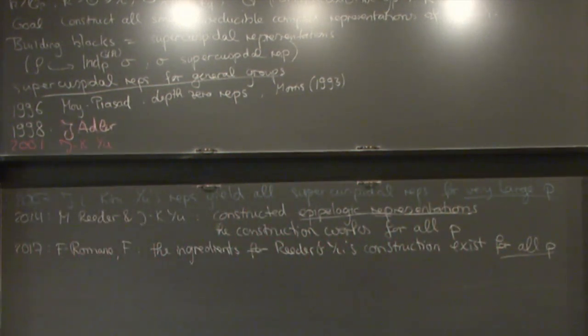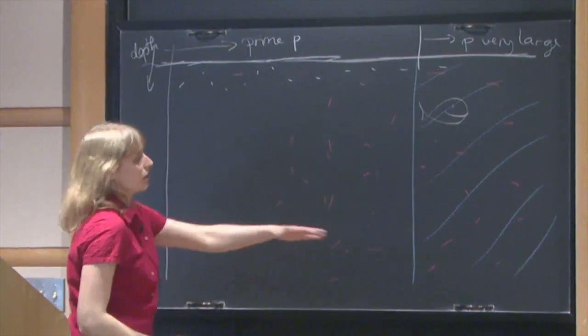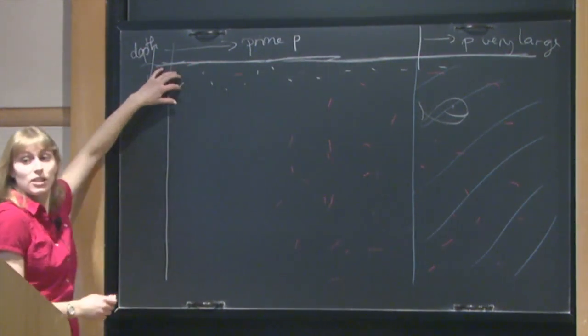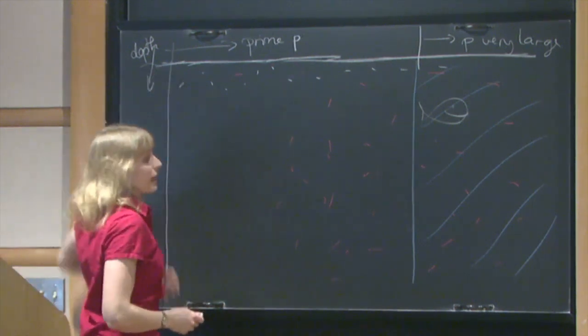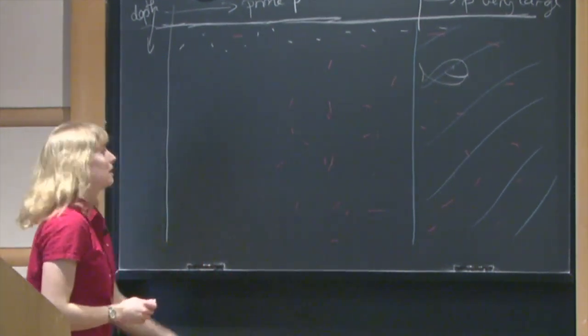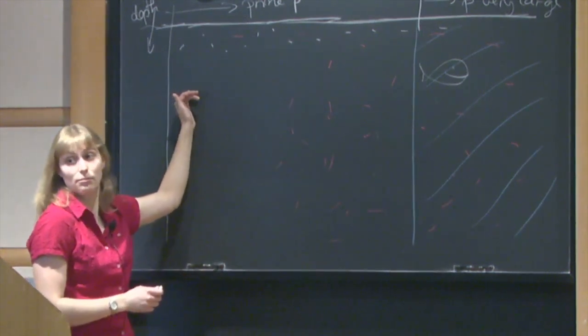Which means that we actually now managed to enter this zone. So Reeder and Yu gave a construction, but it wasn't clear we have the input that's needed. And we showed actually the input exists. So that means we can construct more representations here that were not yet constructed by Yu and Jeff Adler earlier. So that means the red dots, the Yu representations, they are not everything. There is more.